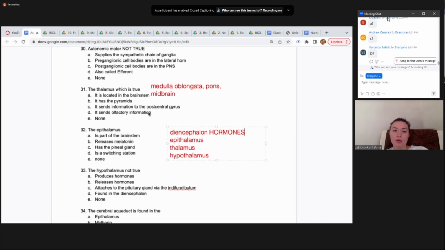Okay. The epithalamus. So this is just going over the functions within the brain. The epithalamus, what is true?